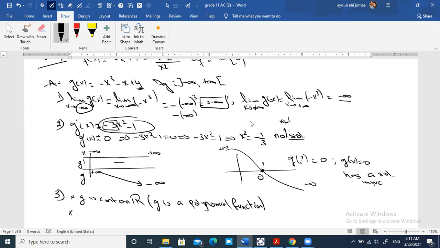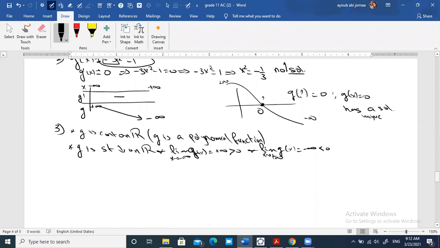The second, g is strictly decreasing on R, and the limit as x approaches negative infinity of g of x is equal to positive infinity, which is positive. And the limit of g of x as x approaches positive infinity is equal to negative infinity, which is negative.